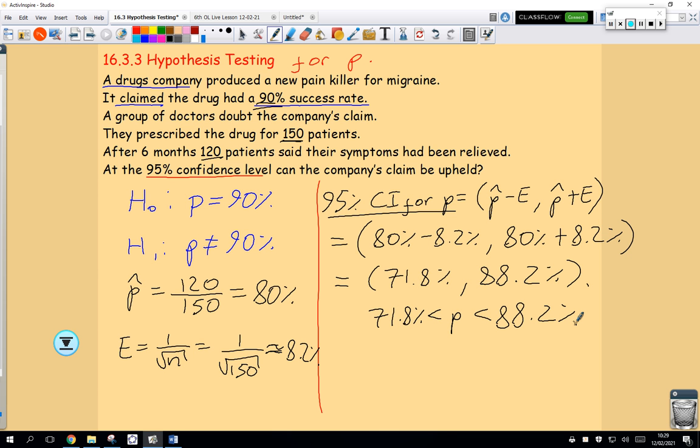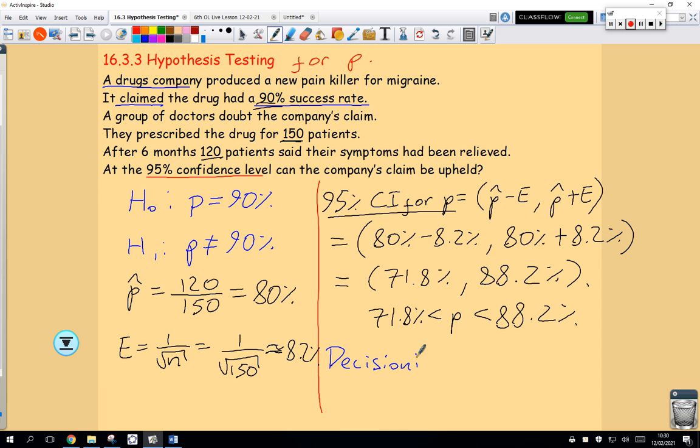So what do we think about the drugs company claim? Do we think they're telling the truth, or do we think they're lying? Or I suppose a better way to phrase that is, are we going to reject their claim, or are we going to not reject their claim? Remember, we never accept the claim. Okay, so this is my confidence interval. What I'm going to do is make a decision based on this. So the next thing I'm going to write down is my decision.